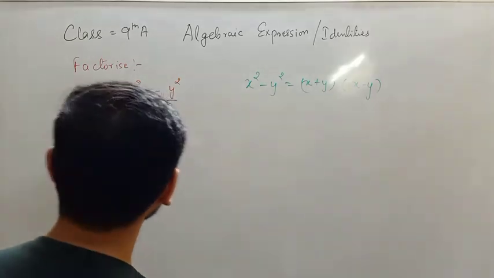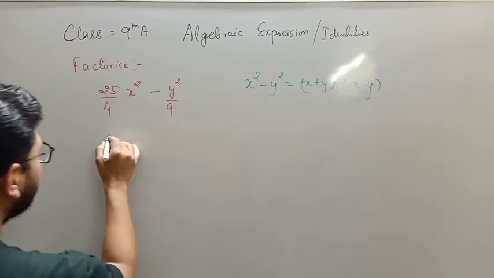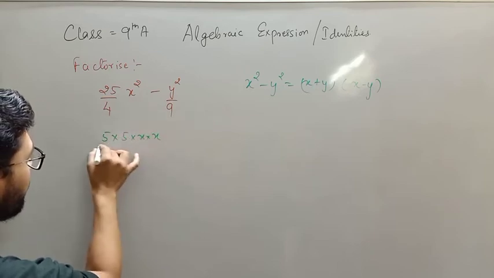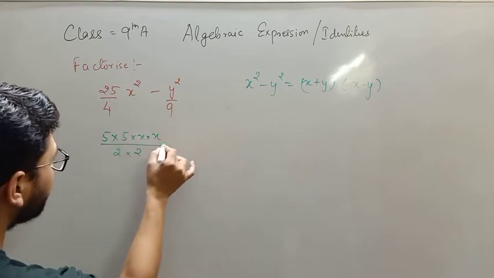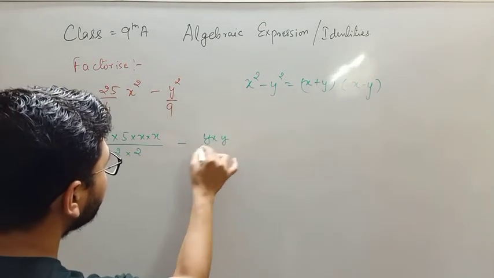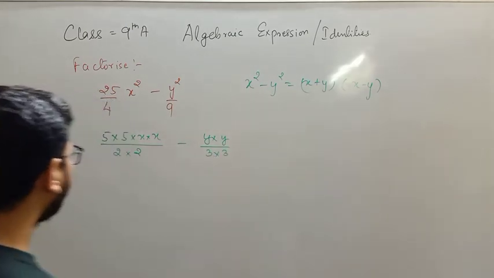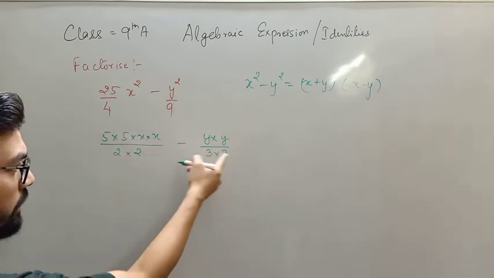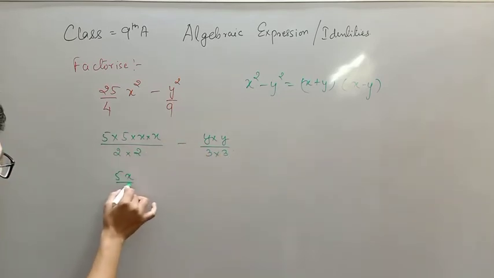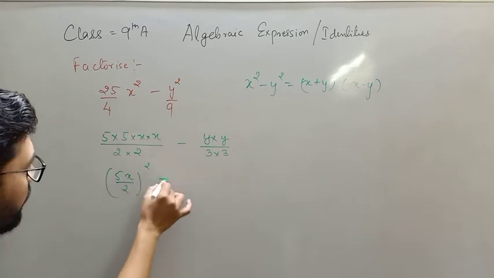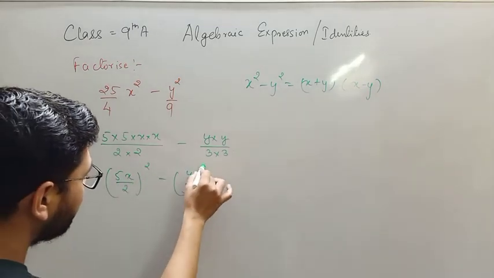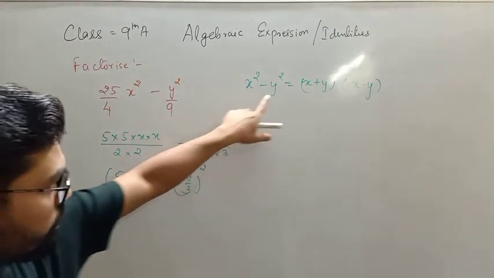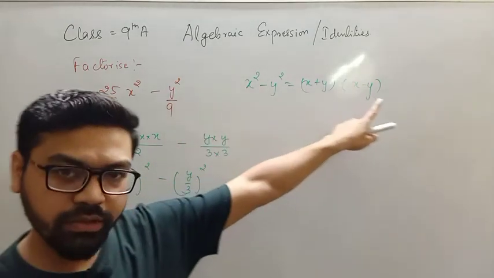Now 25 upon 4 x square can be written as 5 5s are 25 into x, and 4 can be written as 2 2s are 4, right? Similarly y into y divided by 3 3s are 9, or I can simply write 5 2 times x, 2 times 2 2 times y, 2 times 3 2 times. So I can write 5x upon 2 whole square and y by 3 whole square. Now this whole is x square, this whole is y square, so I can write x plus y and x minus y, right?